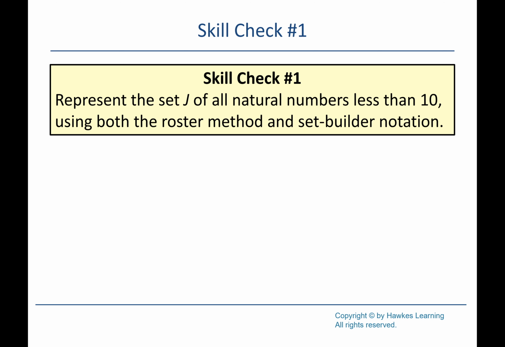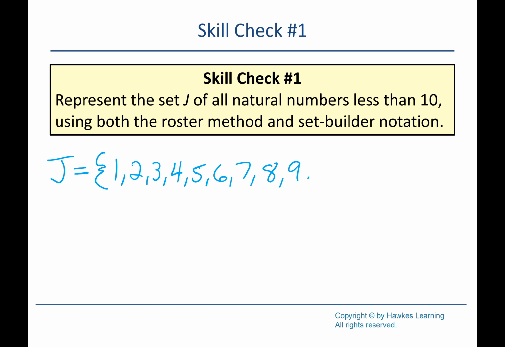Okay, so in roster notation, we just list them out. So we want the counting numbers, okay, starting at 1, that are less than 10. So we just list them out. 1, 2, 3, 4, 5, 6, 7, 8, 9. Okay, that's the roster method.